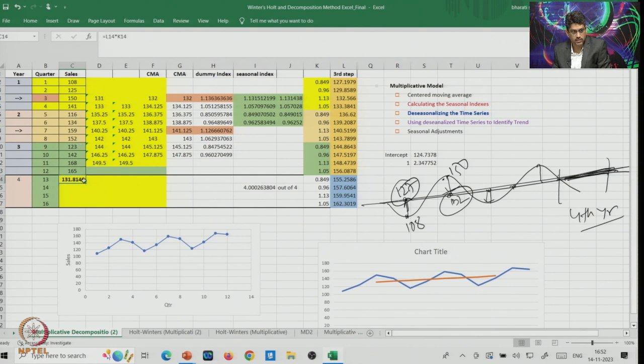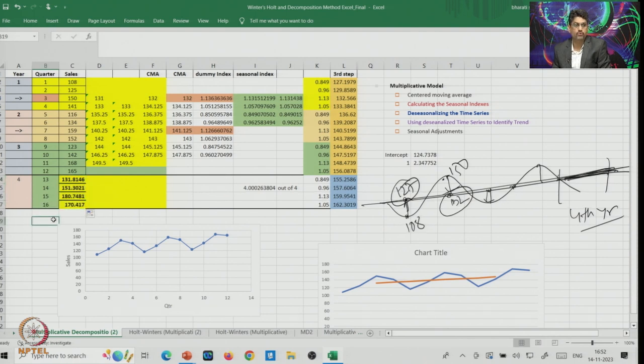Now if you drag this calculation with the index multiplication, you will get the forecast for all four quarters. Look at here, forecast for all four quarters. This is the final forecast. So effectively you will get a forecast with a similar pattern, like this. I'll show you the graph. Here you can see the final forecast for all four periods.